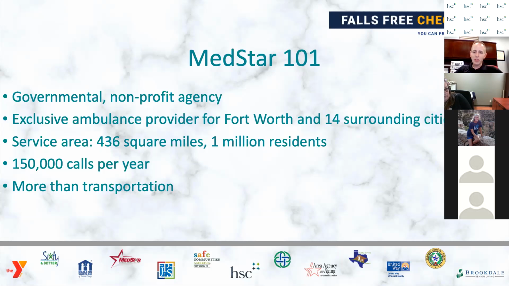But we are more than just a mode of transportation to the hospital when someone is sick or injured. In addition to all of those 911 calls that we're doing each year, we have an entire team that is dedicated, and their sole responsibility is to prevent 911 calls. And that's the team that I supervise. It's the Mobile Integrated Health team. Next slide, please.